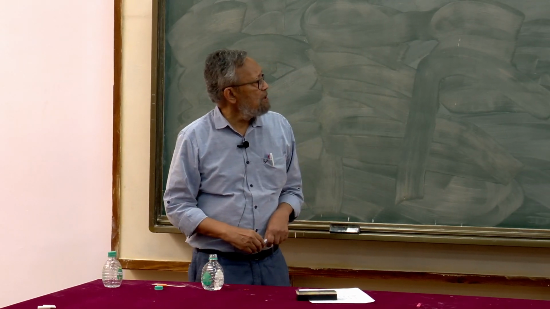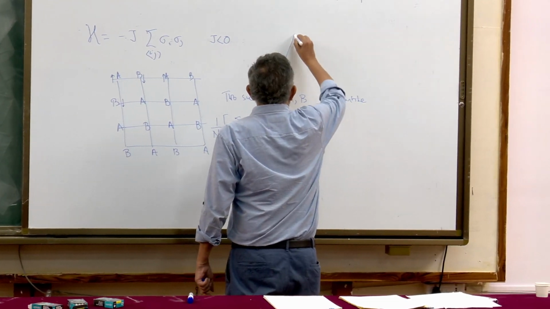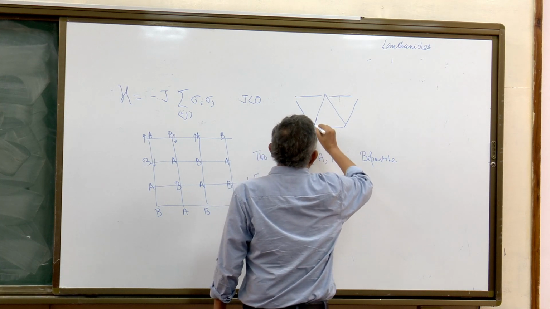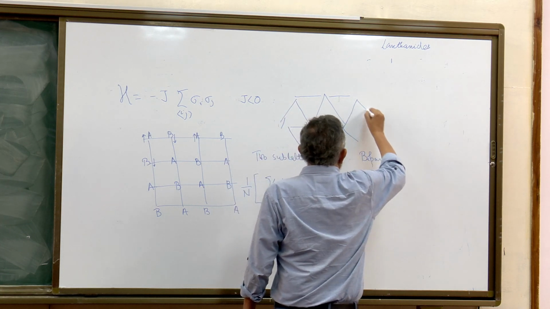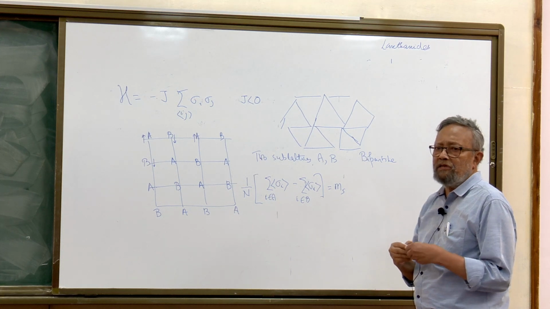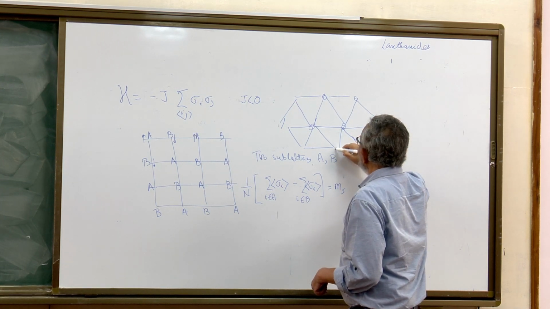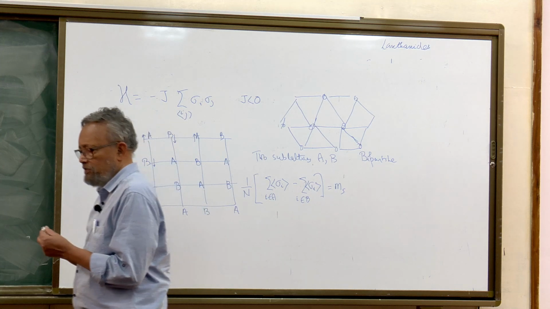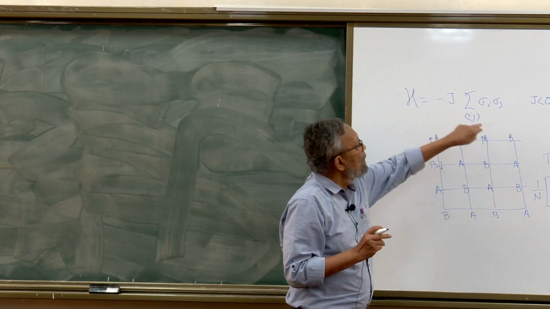But now, instead of a simple square lattice, I now consider a lattice which is like this. Elementary plaquettes are triangles instead of squares. So we have spins sitting there. And this lattice exists in nature. It is not something that one is inventing from imagination. There are materials which go into this kind of triangular lattices. And then we have this model on this triangular lattice.